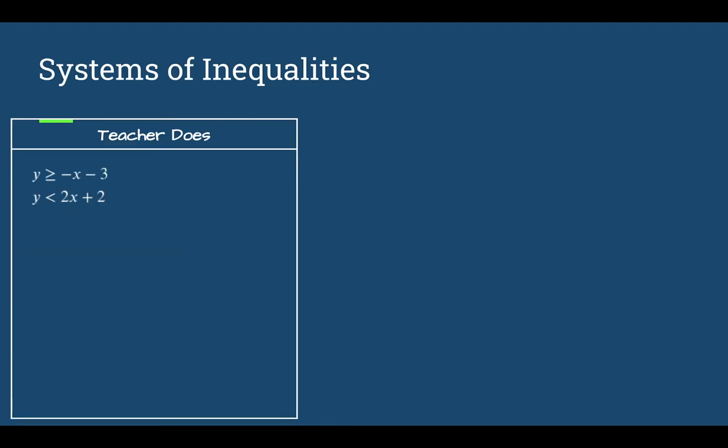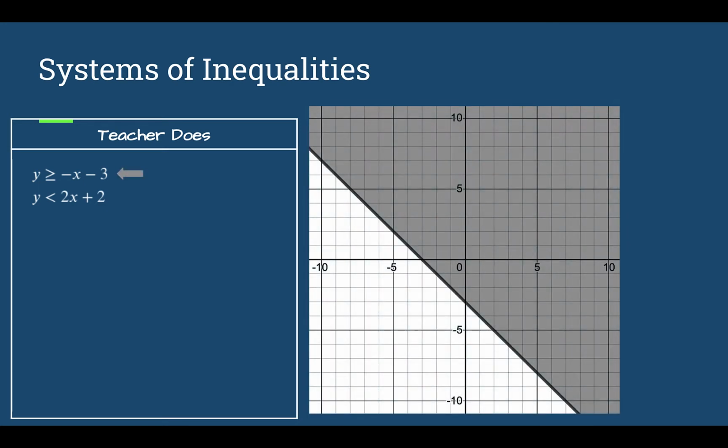Let's look at an example of a system of inequalities. We're given y is greater than negative x minus 3 and y is less than 2x plus 2. If we were to graph these, if I graph that first one, it looks something like this.